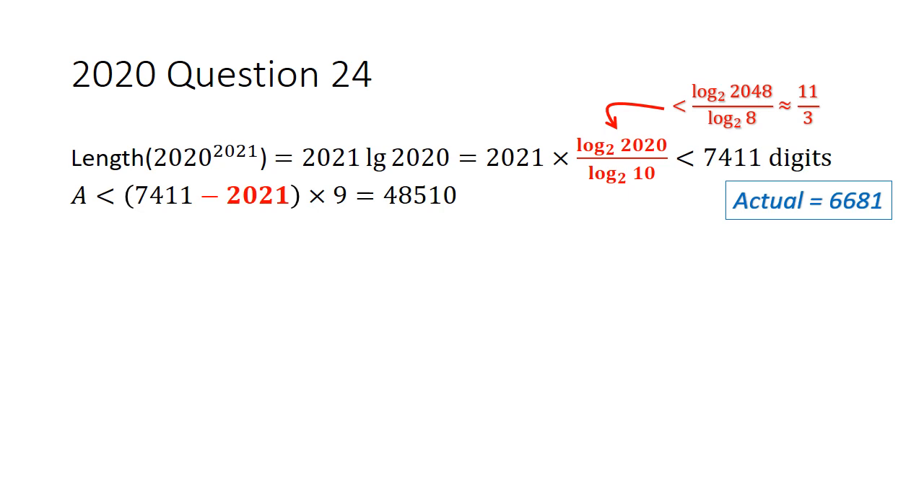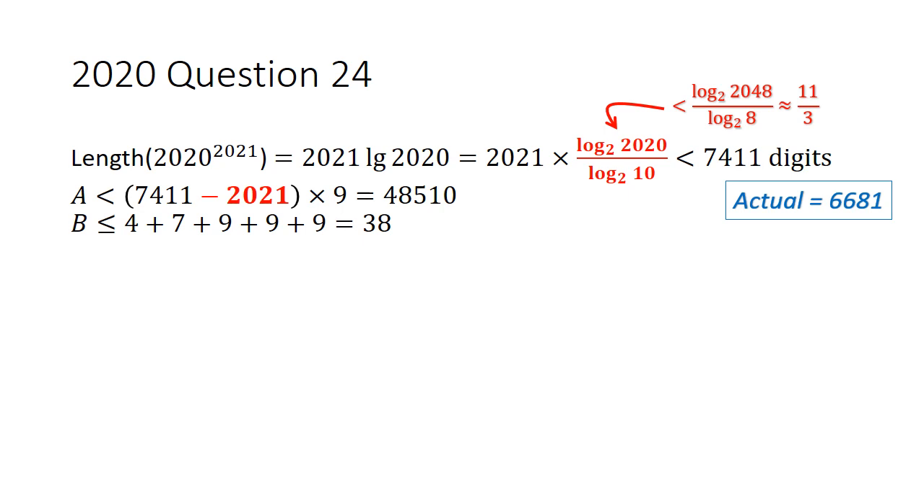Therefore, we can take 7,411 minus 2021, times 9. That tells us that A can be at most 48,510. Now, to find the upper bound of the digit sum of B, we can just look at the number A. What number smaller than 48,510 produces the largest digit sum? And that number is 47,999. So B can be at most 38.